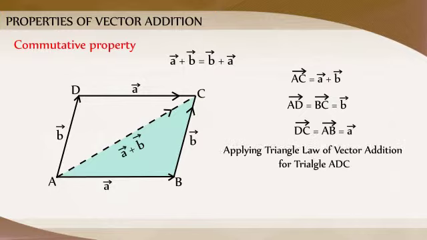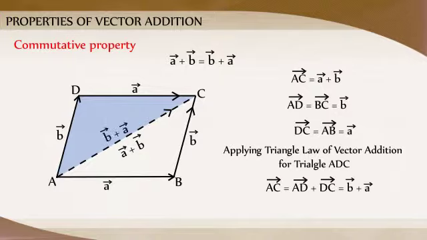Applying the triangle law of addition of vectors for triangle ADC, we get vector AC is equal to vector B plus vector A. Therefore, vector A plus vector B is equal to vector B plus vector A.